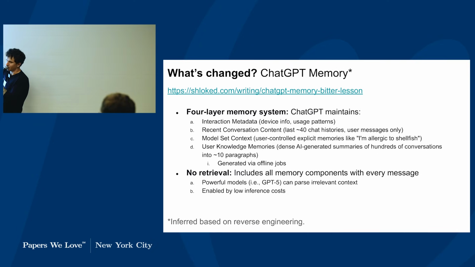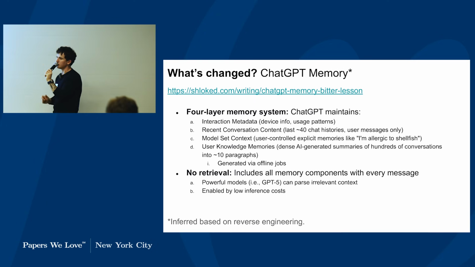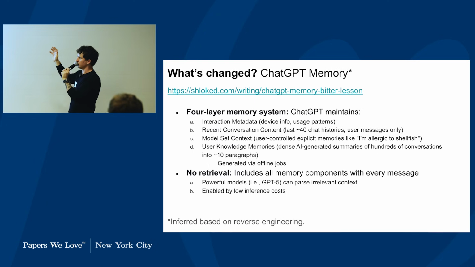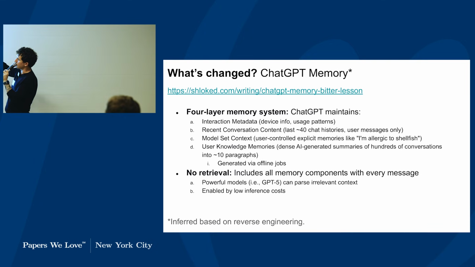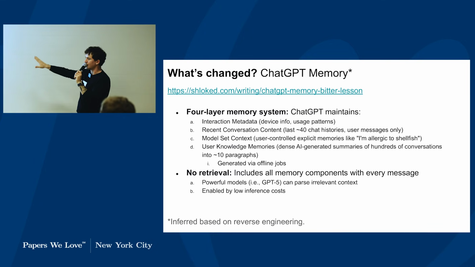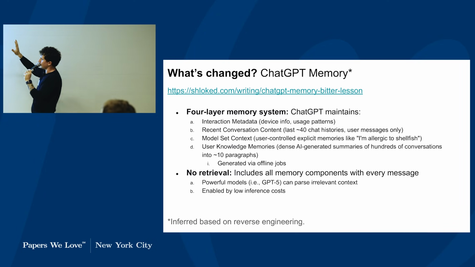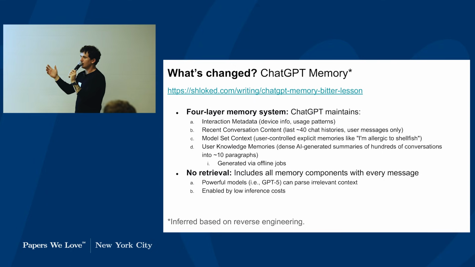And then lastly, we have user knowledge memories. This is another one of my favorite parts of this architecture, which is these dense AI-generated summaries of hundreds of conversations. And these are generated via offline jobs. And so what ChatGPT is doing, at least according to this blog post, which is a reverse engineering, so could be wrong, but as far as we could tell, is just dumping all of this context into every LLM call, which is remarkable.